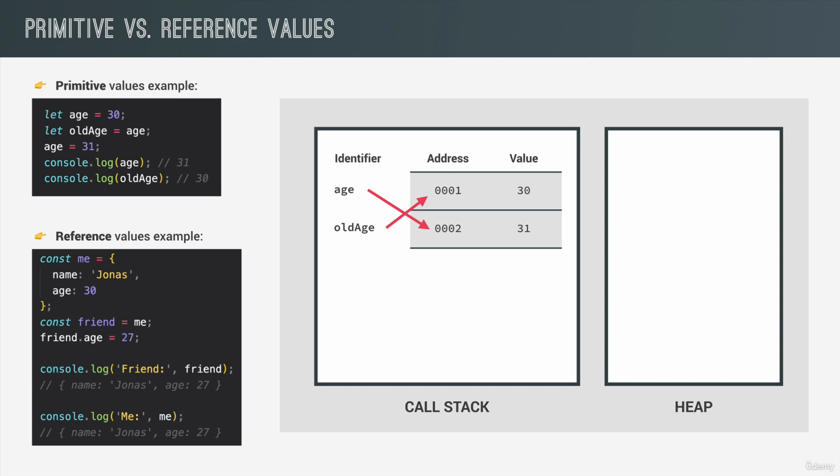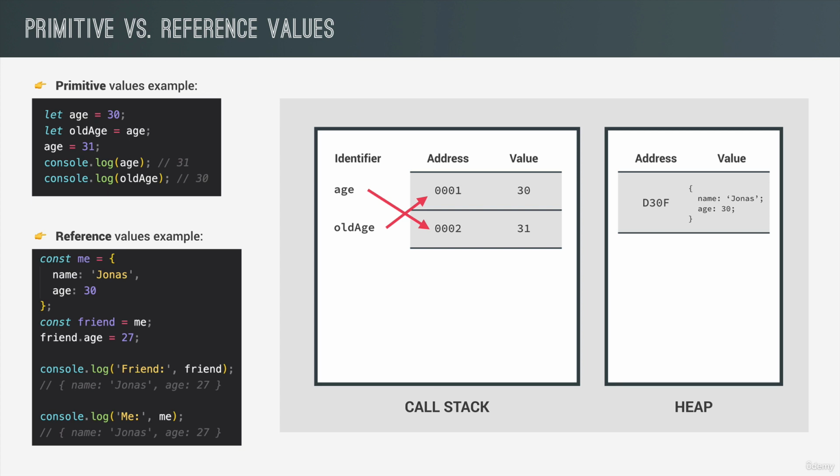Now with reference values, things work a bit differently, which is the reason why this example gave us that unexpected weird behavior earlier in practice. So what's the origin of this weird, unexpected result? Well, when a new object is created, such as this me object, it is stored in the heap. And such as before, there is a memory address and then the value itself.